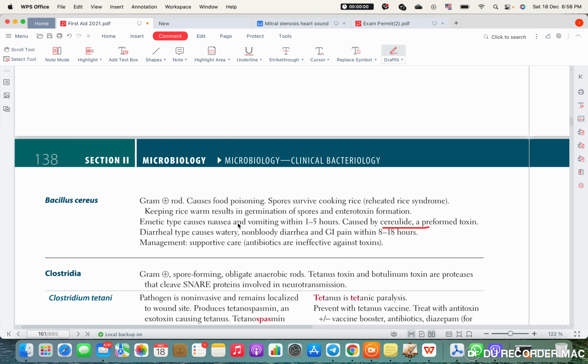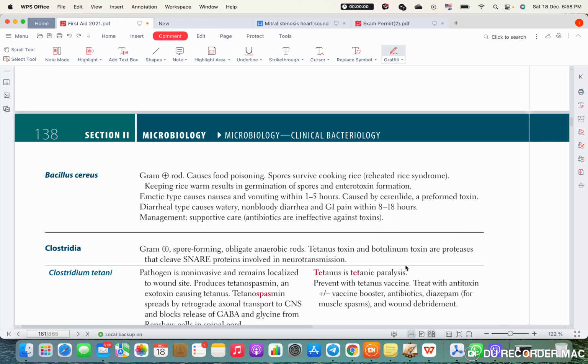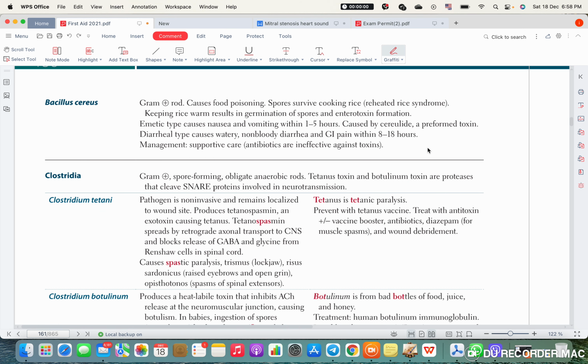It's cereulide. So, emetic cause, and it can lead to nausea and vomiting within 1 to 5 hours after consumption, and it's because of a preformed toxin as well. So I have a question, guys. How can I differentiate between this guy and Staphylococcus aureus? Because both of them lead to a quick type of food poisoning that resolves alone. How can I differentiate between the two?